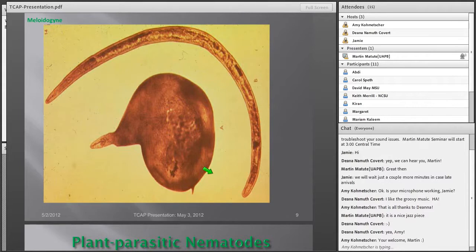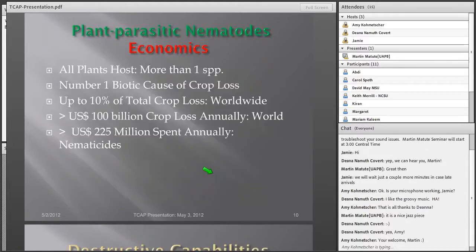Again, the anatomical design for the female here is just so that the female can contain as many eggs as possible. Now for this nematode, the root knot nematode in particular, they could have hundreds or sometimes close to about 1,000 eggs inside the female. And from a parasitology perspective, having many eggs is a strategy for survival.